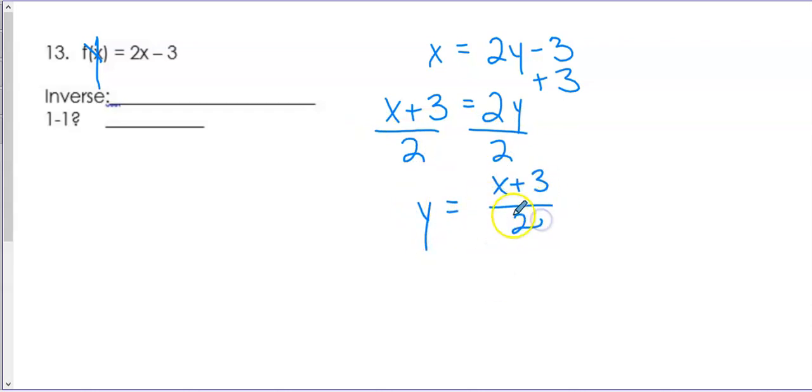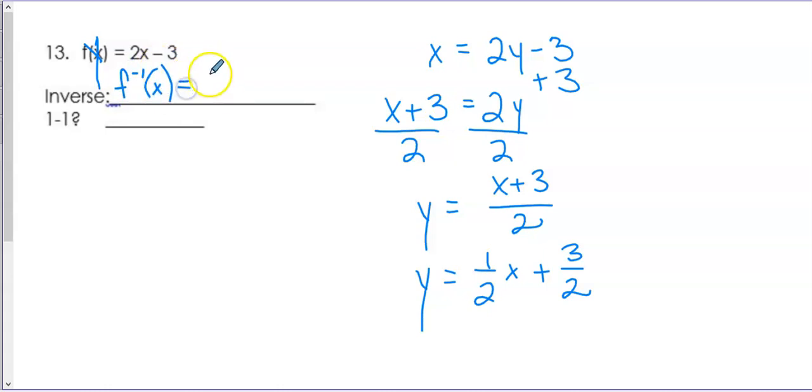If you remember me telling you that you're not going to see it like this on an exam, what you would see is 1/2 x plus 3/2. So this is what I would like to see over here, and I would like to see the inverse notation as well. Is it 1-to-1? In other words, is its inverse a function? This is also a function. It's linear, so your answer would be yes, it is 1-to-1.